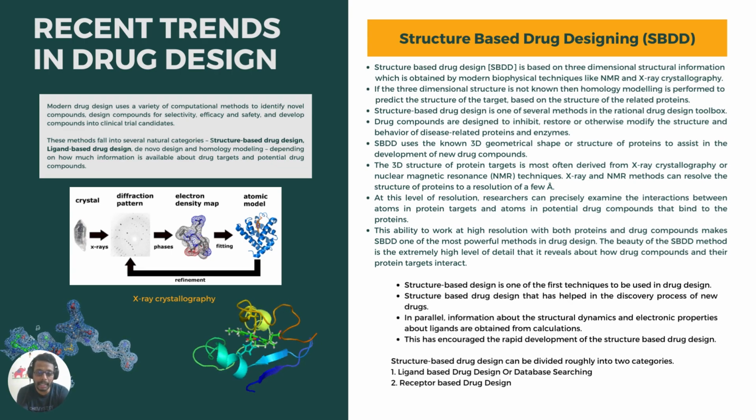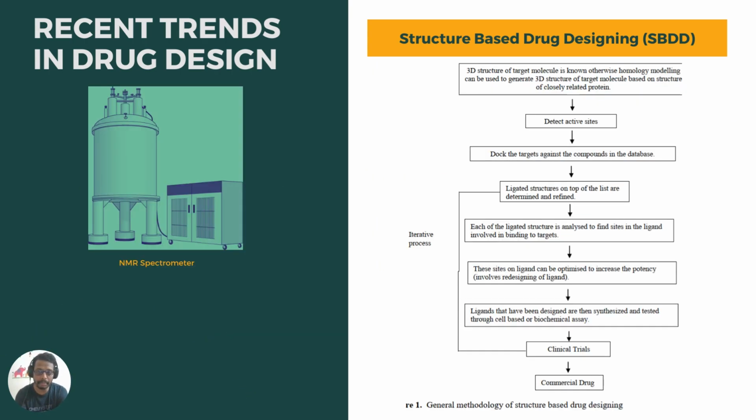And this structure-based drug design can be divided roughly into two categories. Okay, it is either ligand-based drug design or database searching. The second one is receptor-based drug design. So both again come under SBDD only. Okay, first one is ligand-based drug design. Second one is receptor-based drug design. Generally, the NMR spectrometer and X-ray crystallography help us to identify the structures in different kinds of drug designing.